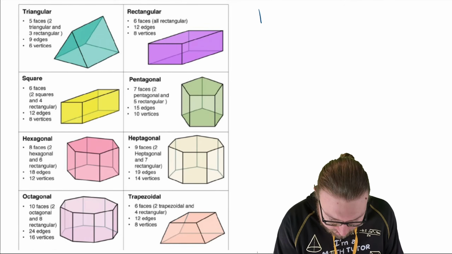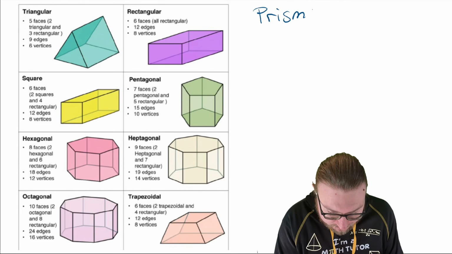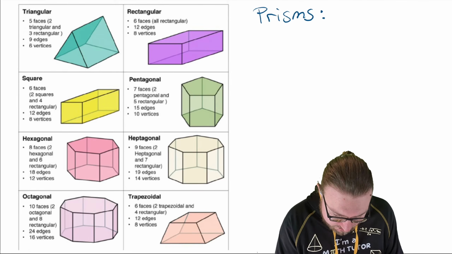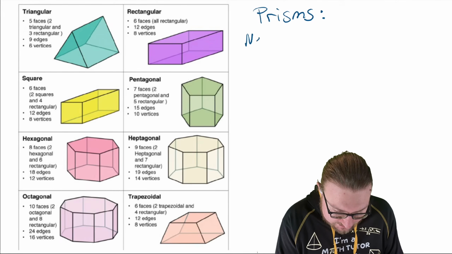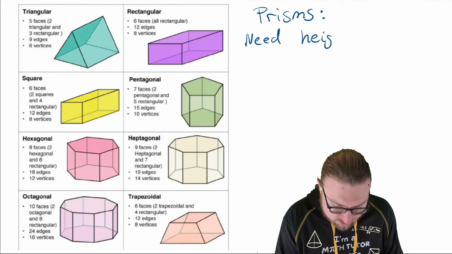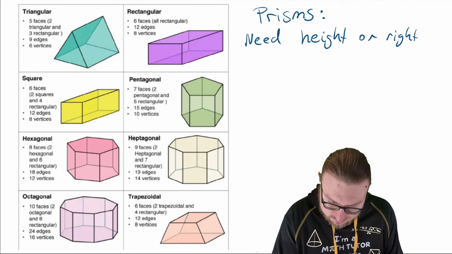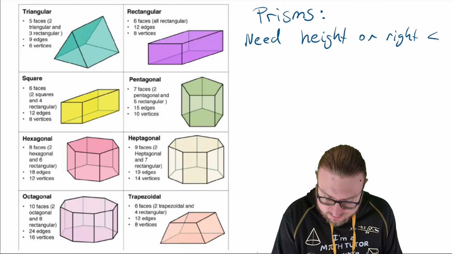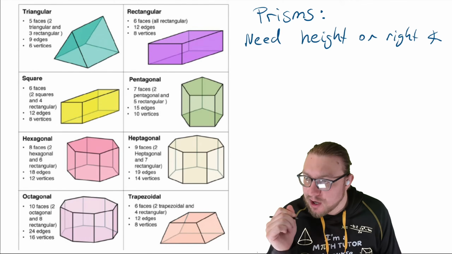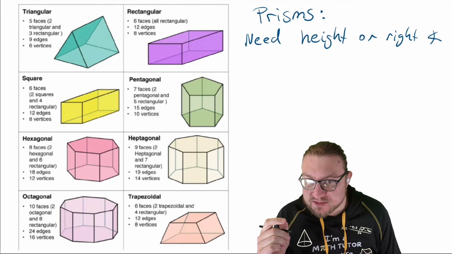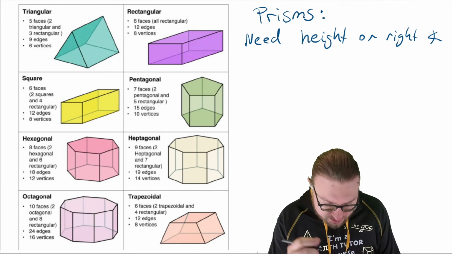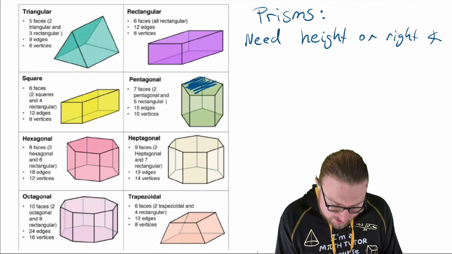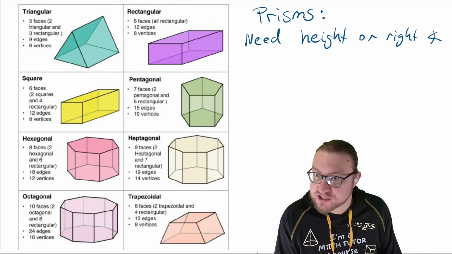And there's one thing that you guys need to remember. In order to see if we have a prism or not, we need the height, as always, on a right angle. Okay, what does that mean? Well, all the prisms always have a base area, which is a 2D shape that we already know. So for example, in this one here, we have a pentagon. That's our base shape.